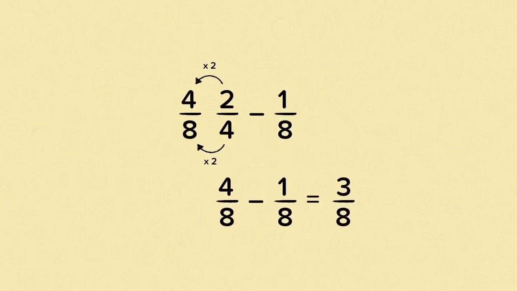Now that we have two fractions with the same denominator, we can subtract to find the answer. Simply subtract the numerators and leave the denominator the same. 4 minus 1 equals 3, so 4/8 minus 1/8 equals 3/8.